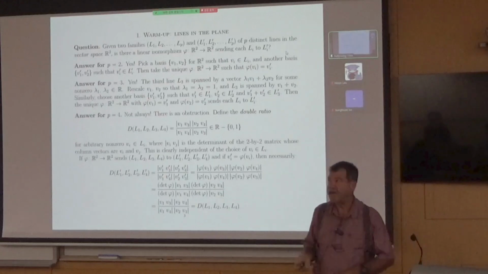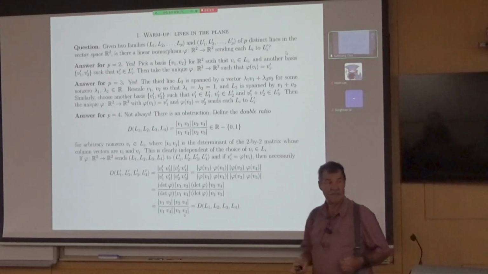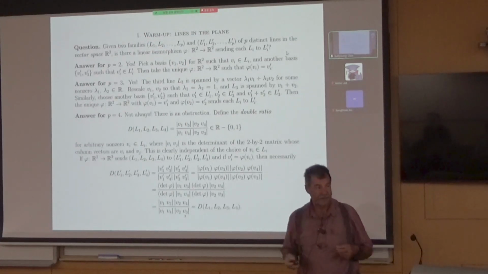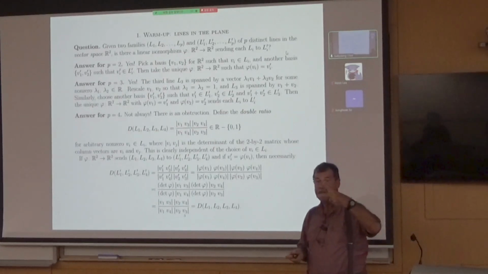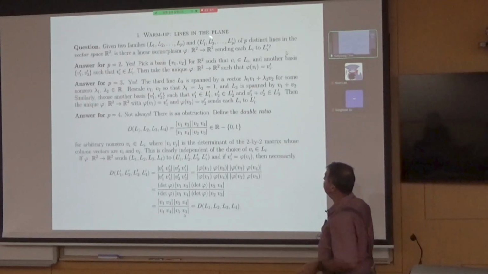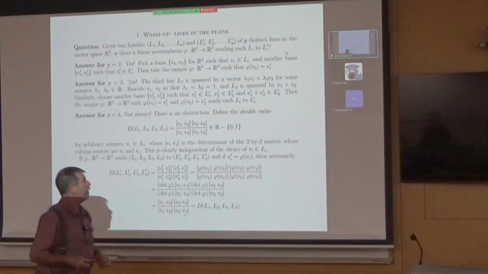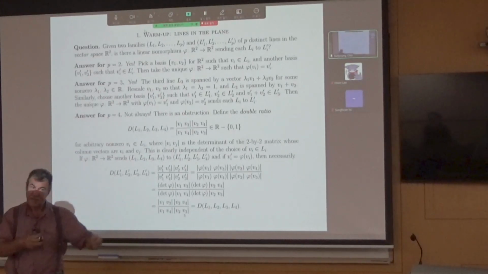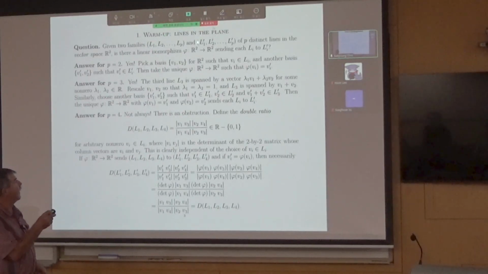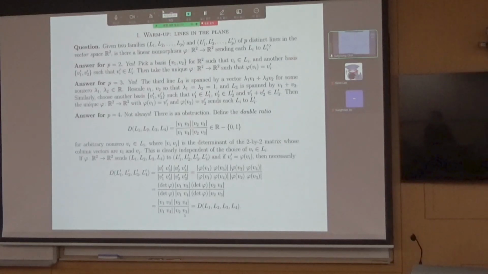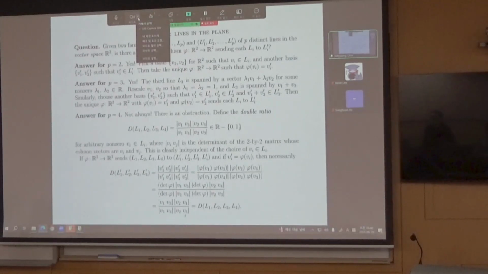For P equal 2, it's pretty obvious that the answer is yes, because if you have 2 lines, you can pick a vector in L1, the first one, a vector in the second one, because they are distinct, that forms a basis for R2. You do the same thing for the L prime lines. So now you have 2 bases. You take the linear map sending the first basis to the second basis, and it is going to send the line L1 to L1 prime and L2 to L2 prime. Okay? So easy.